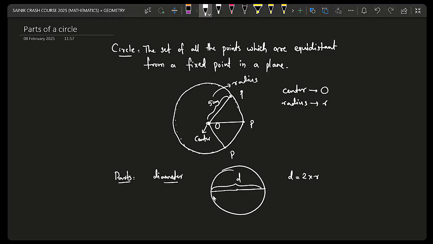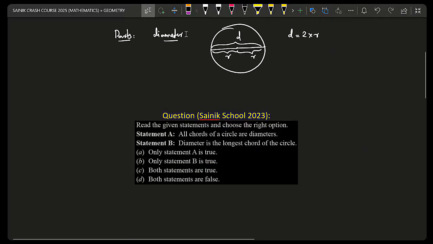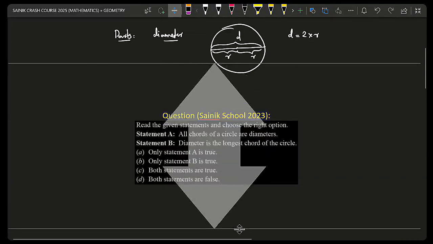In one diameter, how many radius are possible? 2 radii. Radius singular, radii plural. Even it is useful for your English. Radius plural is radii. So this is diameter. And next we are going to discuss more terms in circle. Next we are going to discuss chord.